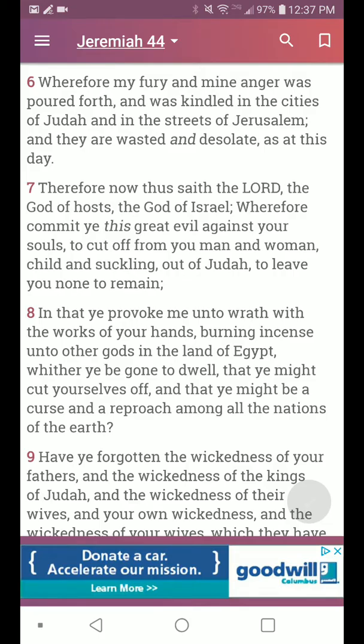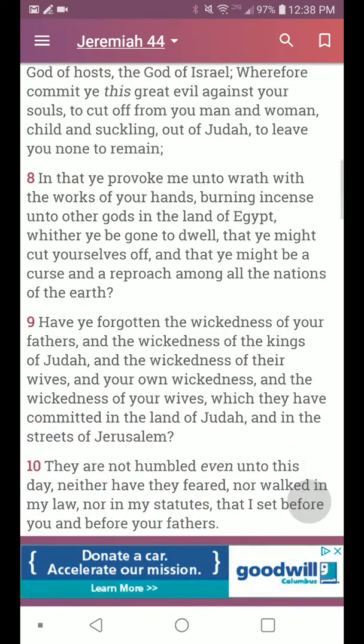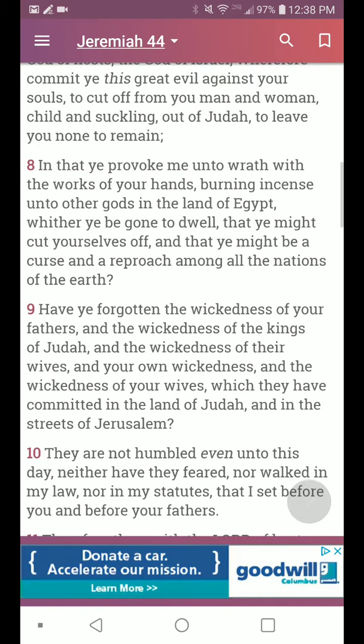Therefore now thus saith the Lord, the God of hosts, the God of Israel, wherefore commit ye this great evil against your souls, to cut off from you man and woman, child and suckling, out of Judah, to leave you none to remain, and that ye provoke me unto wrath with the works of your hands, burning incense unto other gods in the land of Egypt, whither ye be gone to dwell, that ye might cut yourselves off, and that ye might be a curse and a reproach among all the nations of the earth.